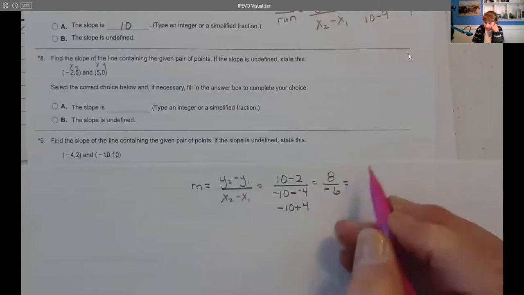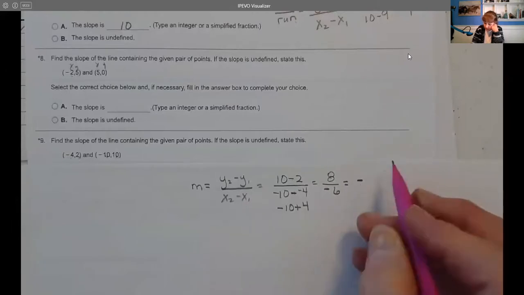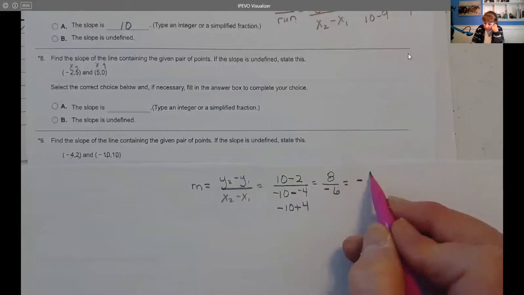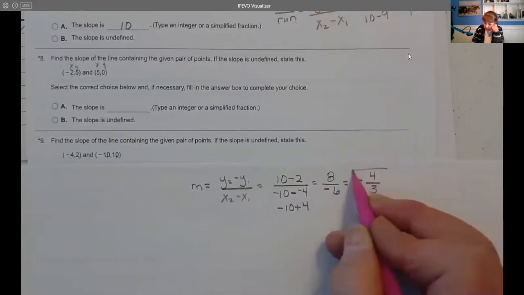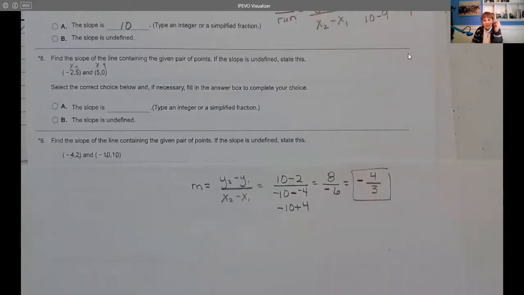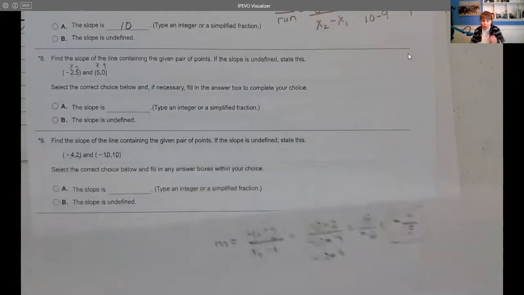2 goes into both of these numbers. I'll just put that negative there. 2 goes into here, 4. 2 goes into here, 3. And you just have to have that negative somewhere. So you have a negative 4/3. Again, difference in the y's over the difference in the x's. I think we have some more.